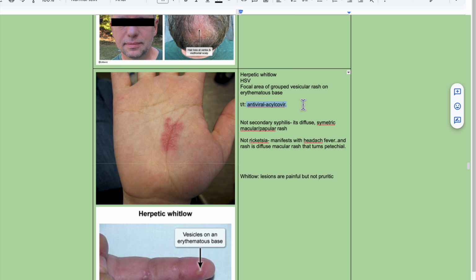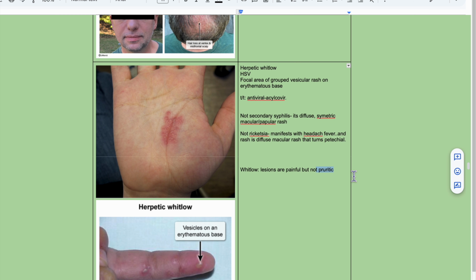Not secondary syphilis, it's a diffuse symmetric macular papular rash. And it's not rickettsia. That manifests with headache, fever, and rash, and diffuse macular rash that turns petechial. Whitlow lesions are painful but not pruritic. So these are painful.